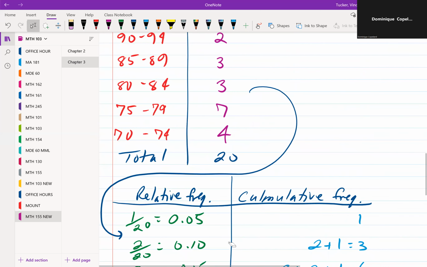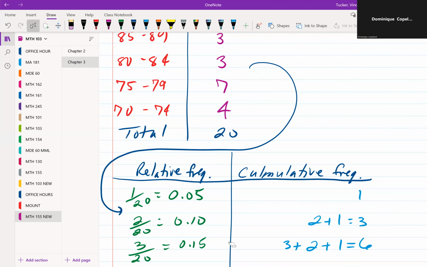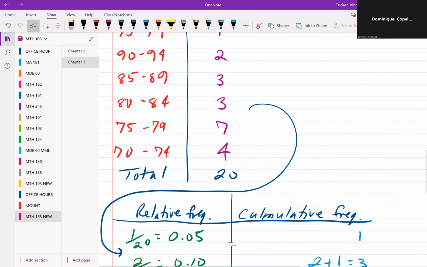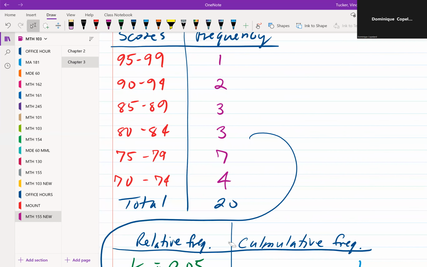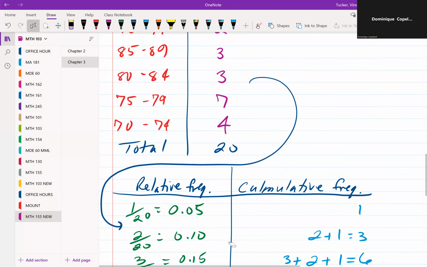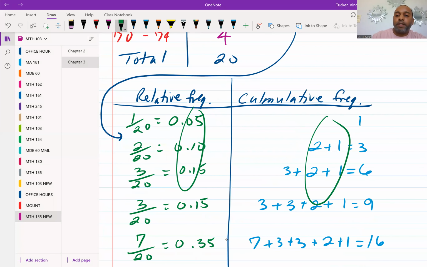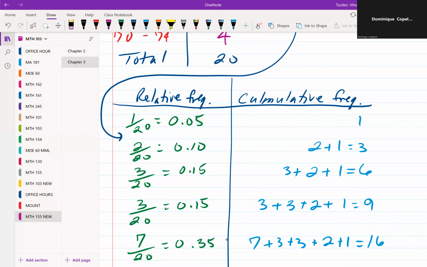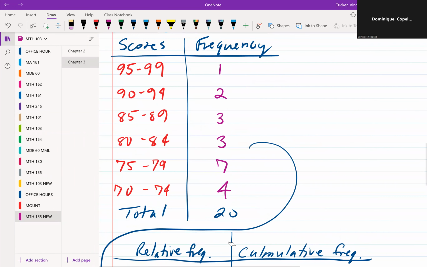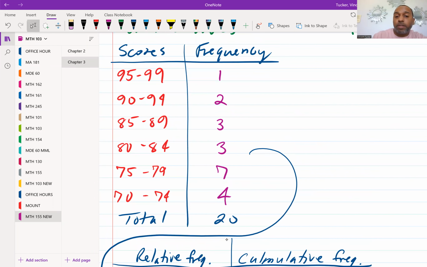So if we have a test on it, we would have to convert it over to a decimal and then do the calculations on the right side for the cumulative? Yes, those are two separate calculations. Okay, thank you. No problem. And for anybody, just to make sure we're clear, that's just taking each one of these numbers and placing them over the total number of data values that you have. So you're just comparing it to that total.